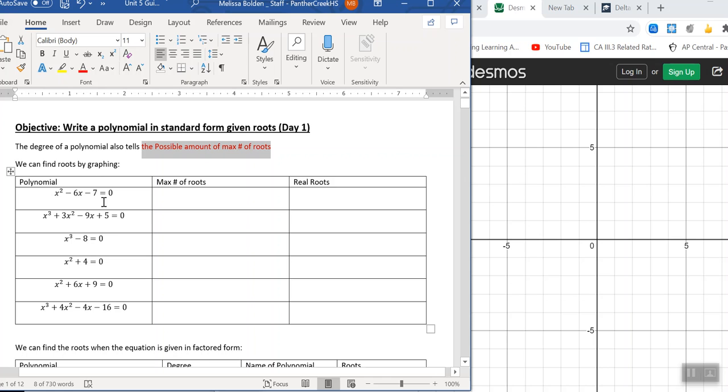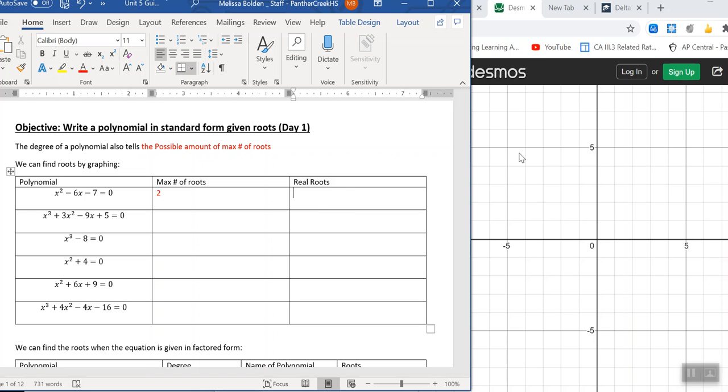So we're going to start by graphing some functions. We're going to look at the degree and tell the possible number of maximum roots, and then we're going to graph it to see exactly how many real roots it has. So if I look at x squared minus 6x minus 7, because it's a second degree equation, the number of maximum roots it could have is 2. Let's graph it to see what the real roots look like.